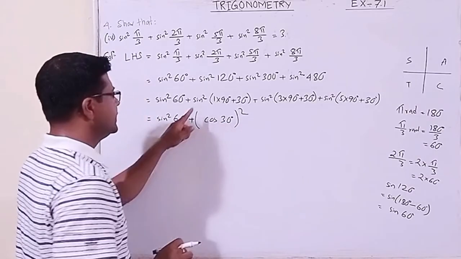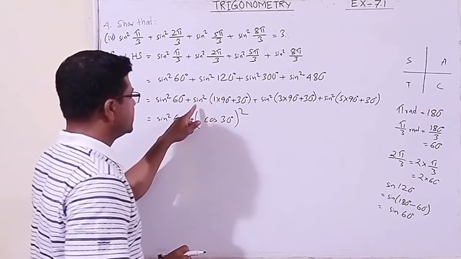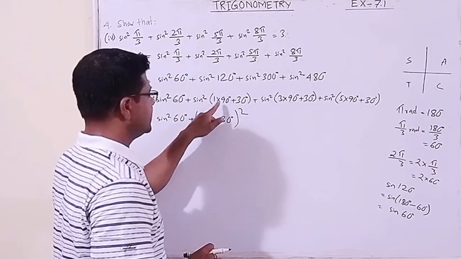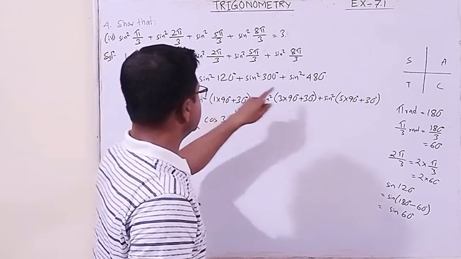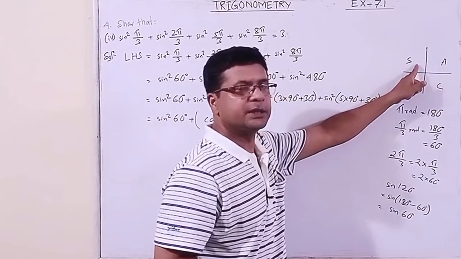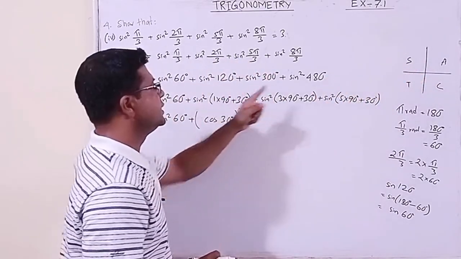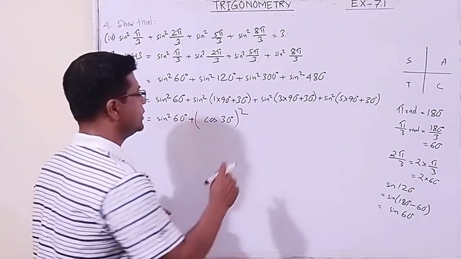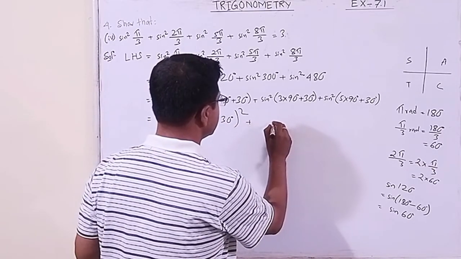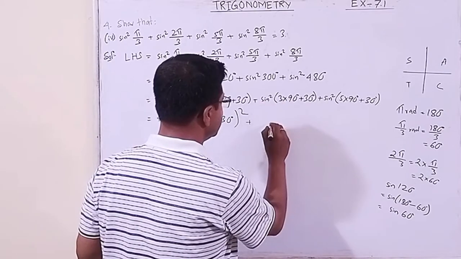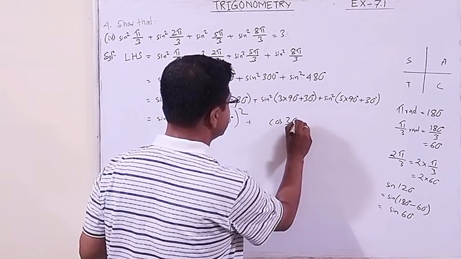Now sine is converted to cos as it is an odd multiple of 90, correct? Now which quadrant does it lie in? 90 plus 30, it is in the second quadrant. In the second quadrant sine is positive, so it is positive. Then again odd multiple of 90, so it is converted to cos of 30 degrees.